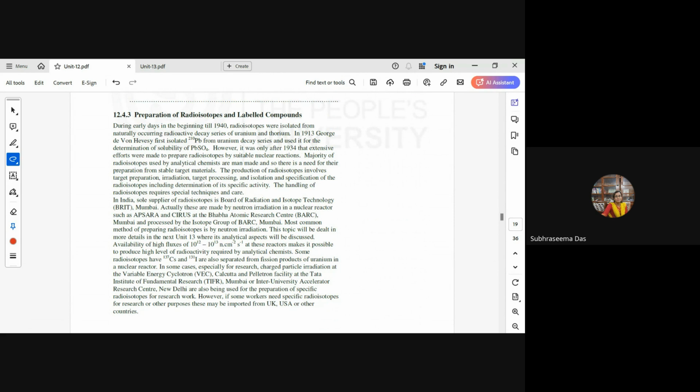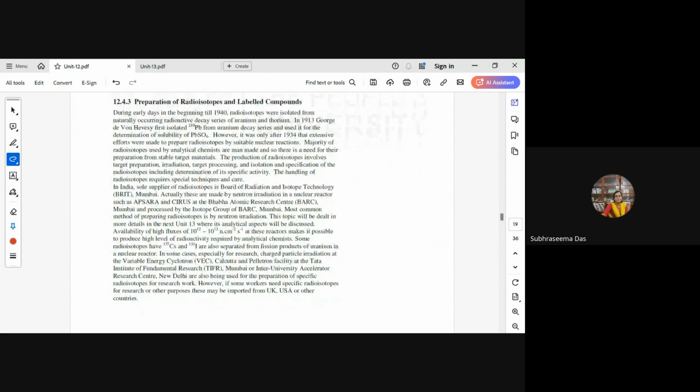So the most common method of preparing radioisotopes is mostly done by neutron irradiation. We will be coming to this topic later. Some commonly used isotopes that are in much demand by chemists are cesium-137 and iodine-131. They were first produced from the fission products of uranium in the nuclear reactor.